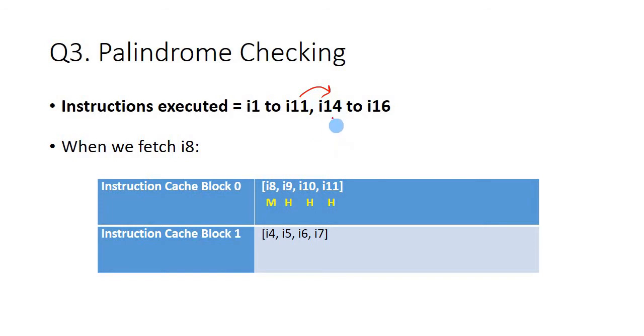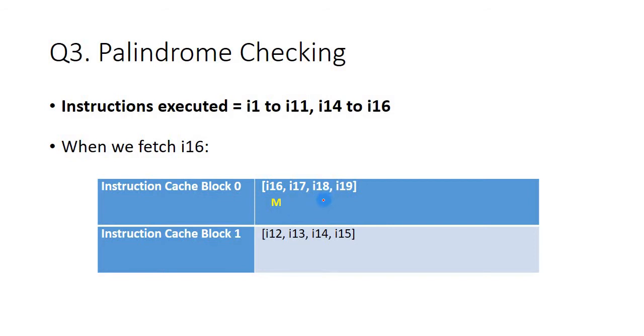Okay, but again, you have to remember everything is in blocks of 4 instructions. So 14 belongs to the block starting from 12, ending at 15. So I still have to fetch from 12 to 15, and 14 will be a miss, 15 will be a hit. And similarly, 16 is also belonging to a new block.